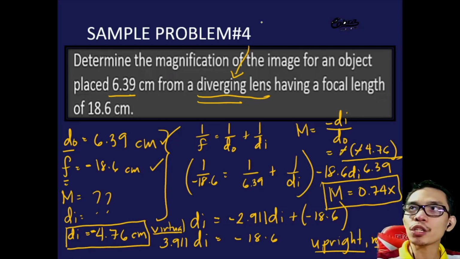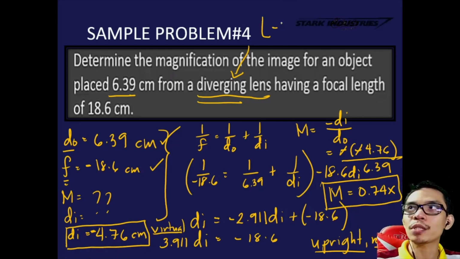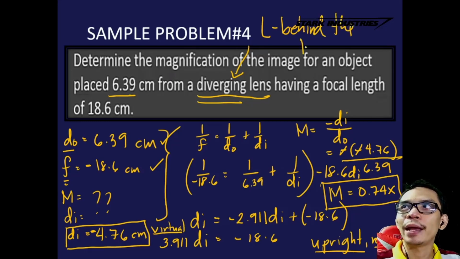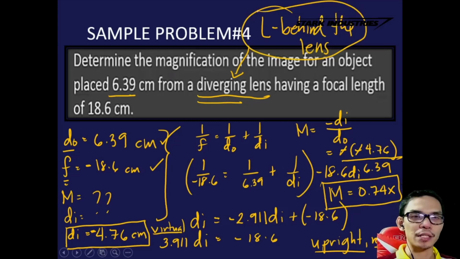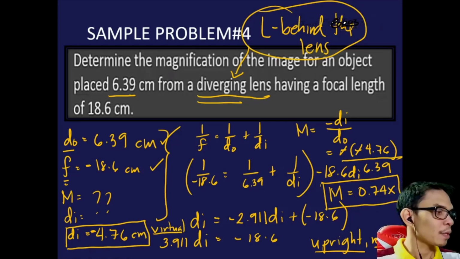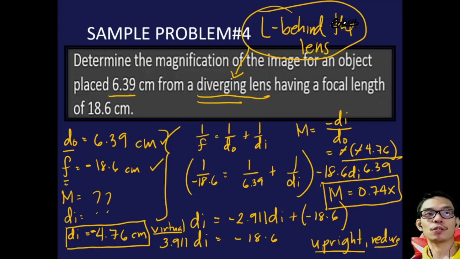So, what is the location of the image? To complete the laws that we have right here, what is the location of this image? Behind the lens. That is the location for our image that we have right here. Now, this is the fourth and last problem for the lens equation. So that is reduced, you can see it.